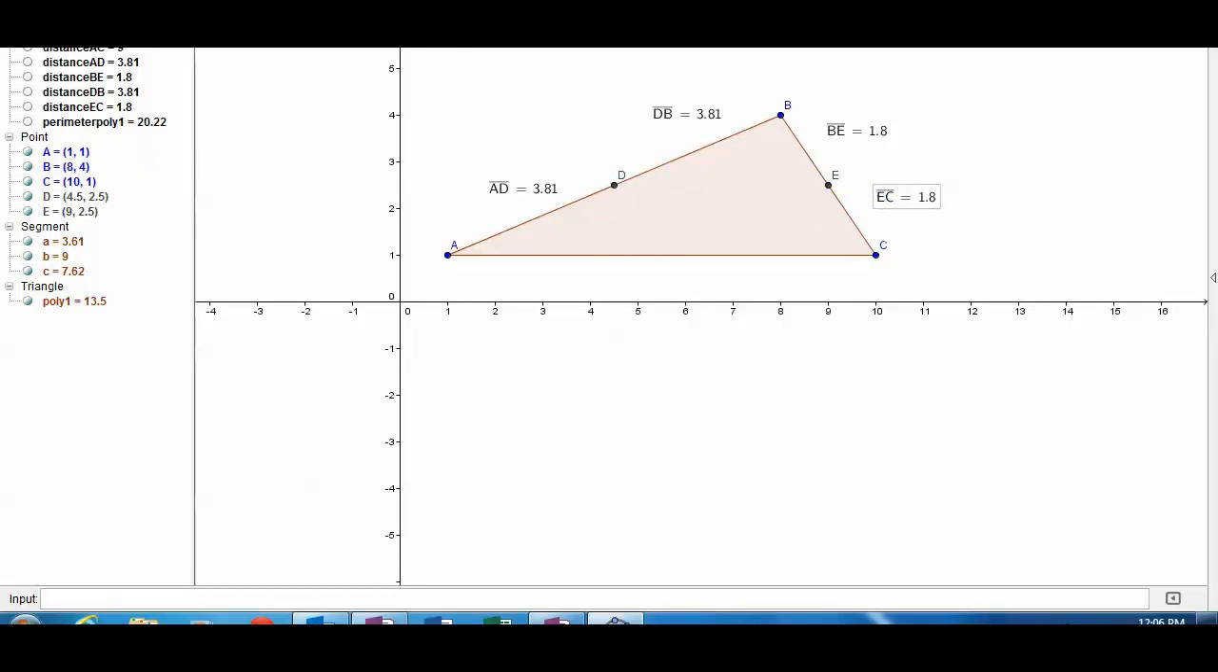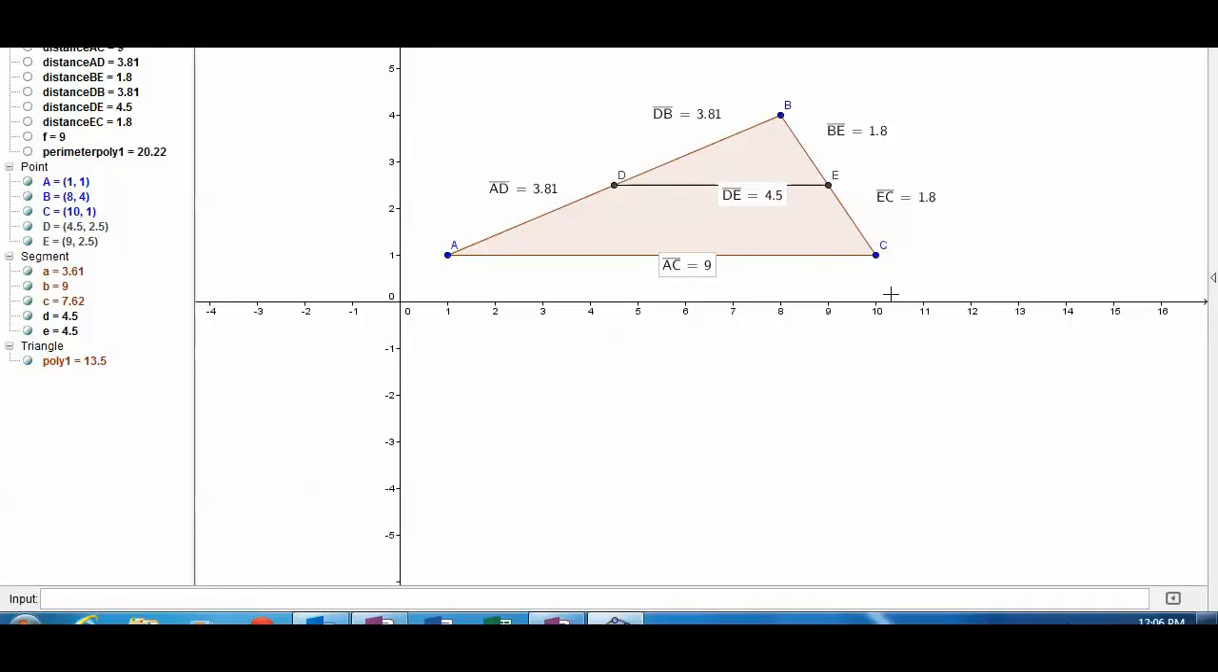Now, if I were to create a line segment between D and E, do you notice that the line segment DE is parallel to the third side, which I haven't found the midpoint of yet? So DE is actually parallel to AC, meaning these two lines will never intersect each other if you continue them through. Also, let's look at what happens when I calculate distances. That distance is 4.5, and AC is 9.